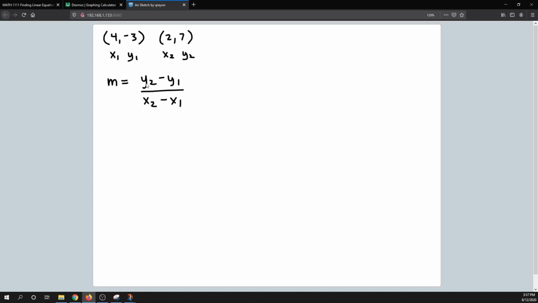Okay. So the slope formula, right, is y2 minus y1 over x2 minus x1. And since I have my points labeled, right, I can just easily pick off the numbers that I need, right? So y2 is 7. y1 is negative 3. So that would go on the top. And then x2 is 2 minus x1, which is 4. All right. Okay, and so now we would just simplify this as much as possible.